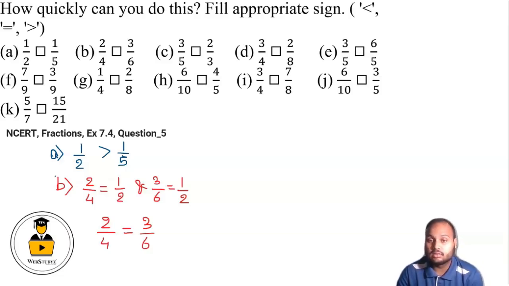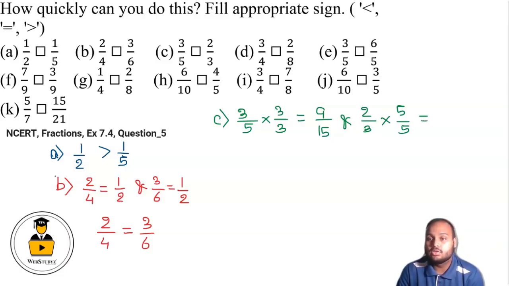Now let us see the C part. In C part, we have been given 3 by 5 and 2 by 3. So we have to multiply this with 3 to make equivalent fraction. So this would be 9 by 15. Similarly, multiply 2 by 3 into 5 by 5, we will get 10 by 15. So from this, we can conclude that 3 by 5 is smaller than 2 by 3. Fine.